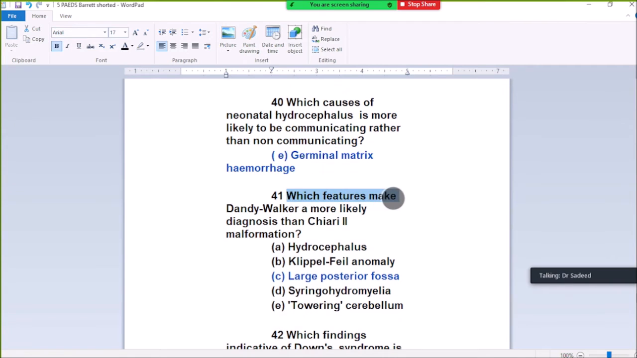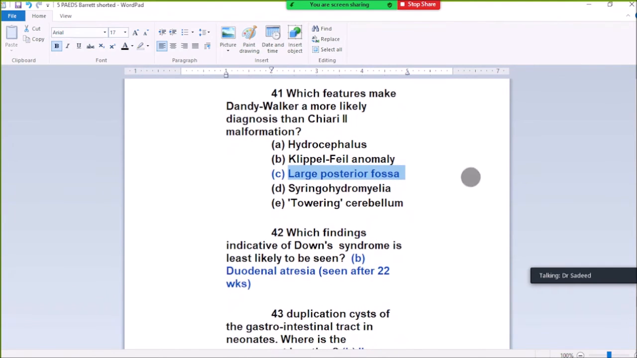41. Which feature makes Dandy-Walker more likely to be diagnosed than Chiari malformation? Large posterior fossa in Dandy-Walker malformation. 42. Which finding indicating Down syndrome is least likely to be seen? Duodenal atresia, it is seen after 22 weeks.